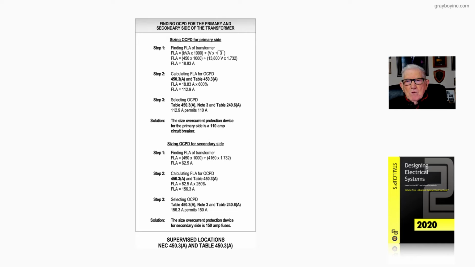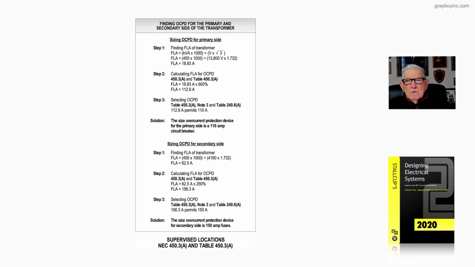And once again, we use our table 240.6(A) instead of the ANSI series to size our protective device, for simplicity's sake and fast referencing. And we come up with 110 amps, because in note 3 to table 450.3(A), we have to round down from 112.9 to 110. So the solution is an overcurrent device rating, using a circuit breaker, of 110 amps.